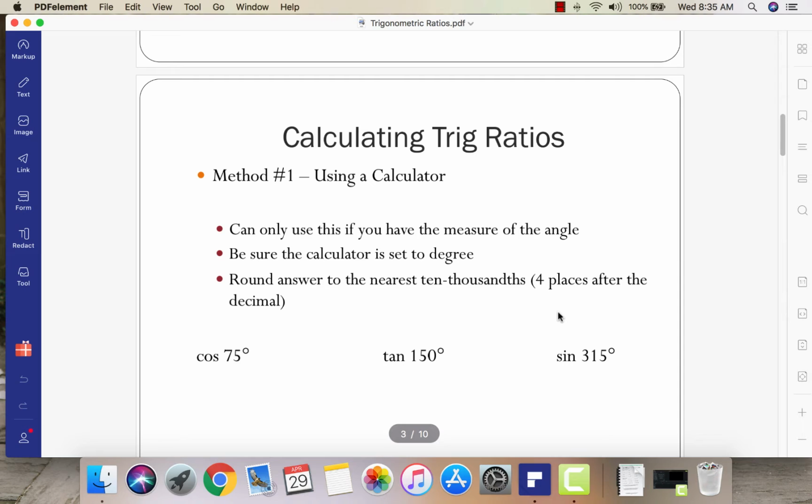Calculating trig ratios. Method number 1, using a calculator. This can only be used if you have the measure of the angle. Be sure the calculator is set to degrees and round your answer to the nearest thousandth, 4 places after the decimal.